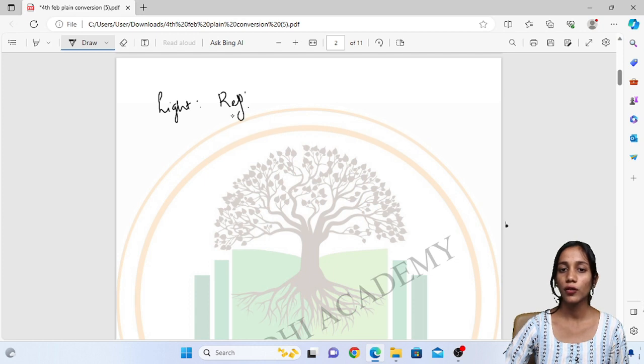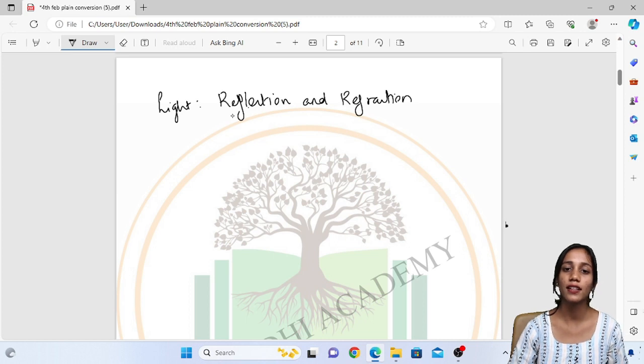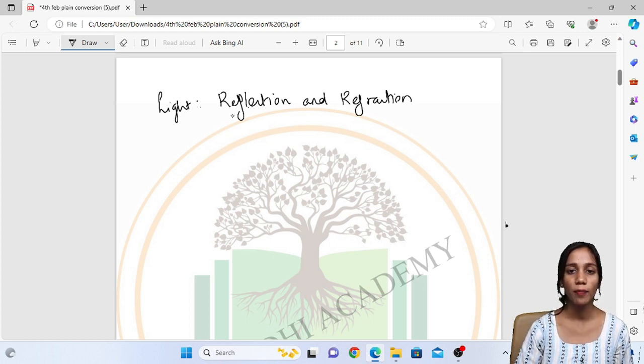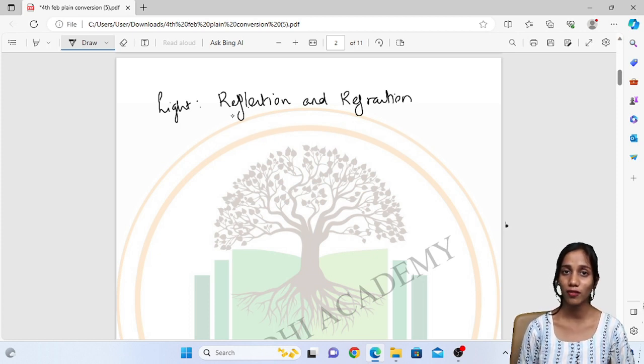So what do you understand by this term reflection? In basic words, in common words, we can say that reflection is the bouncing back of light. When light falls on a shiny surface, it bounces back, and that's the way an image is formed. So reflection of light is nothing but the bouncing back of light.